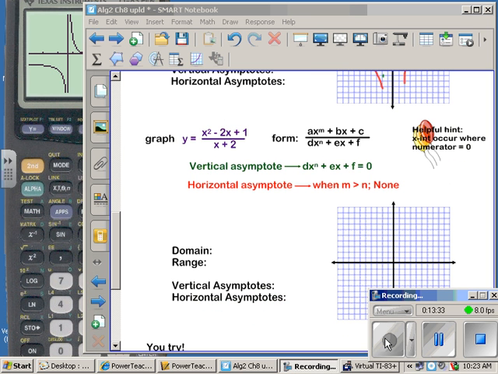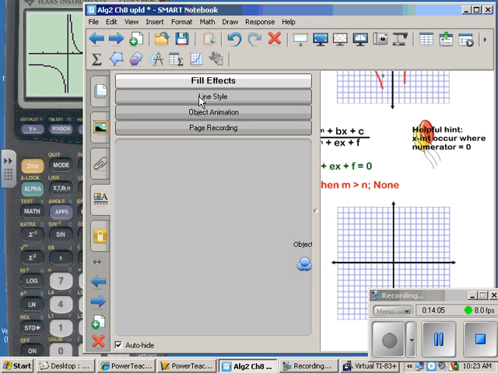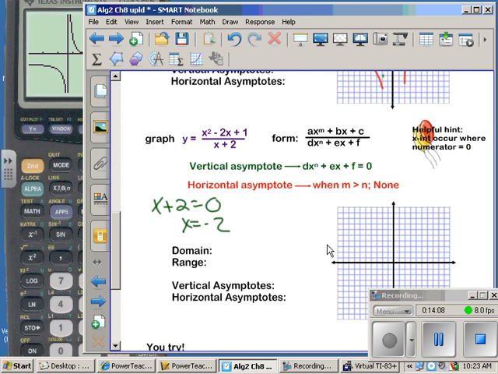Okay, and then our final expression is when the m, the leading coefficient at the top, is larger than the leading coefficient at the bottom. And when that's true, it has no horizontal asymptote. Okay? But the vertical asymptote is still going to be the same. You're going to get it by setting the denominator equal to 0. So my vertical asymptote is at negative 2. Okay? So I plug it in at negative 2.